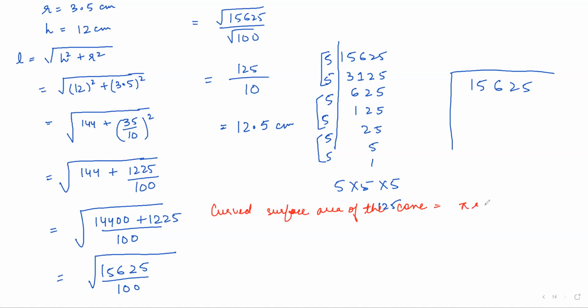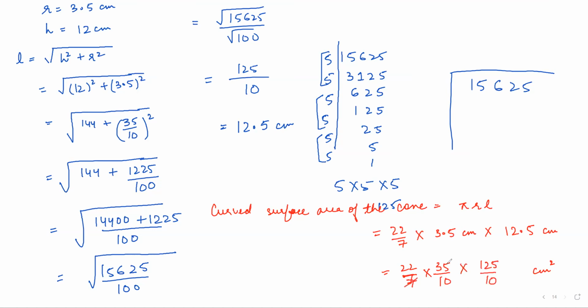Which is pi r L, right? So put everything. So 22 by 7 into r is 3.5 centimeter into slant height is again 12.5 centimeter. So obviously the answer is going to have centimeter square. Now let us solve it. So remove all the decimals first of all. This is 35 divided by 10 and this is 125 divided by 10.